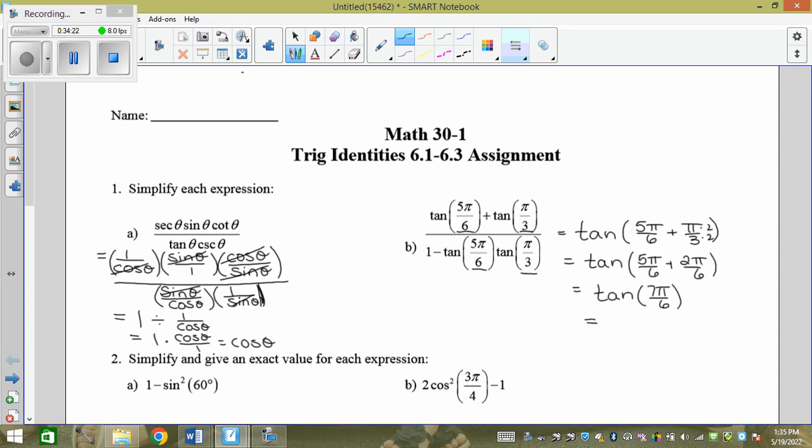which is root 3 over 3. Because every 30, or pi over 6, is root 3 over 3, is correct? And 7 pi over 6 is here. And what is tan here? Positive. If it would have been a 60, they would be root 3, not root 3 over 3. Okay.